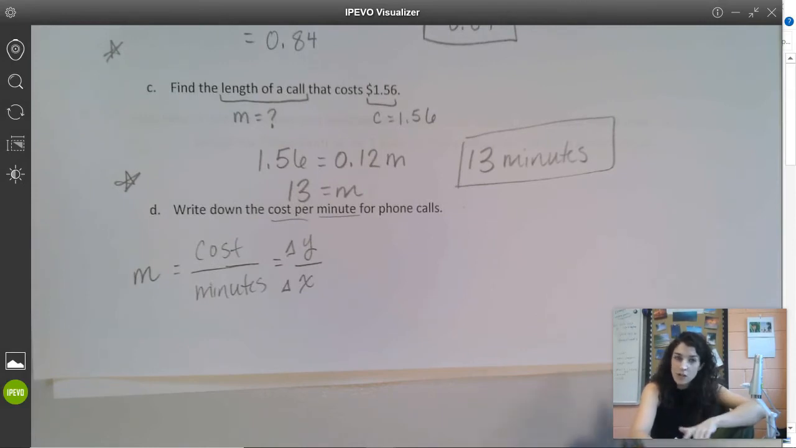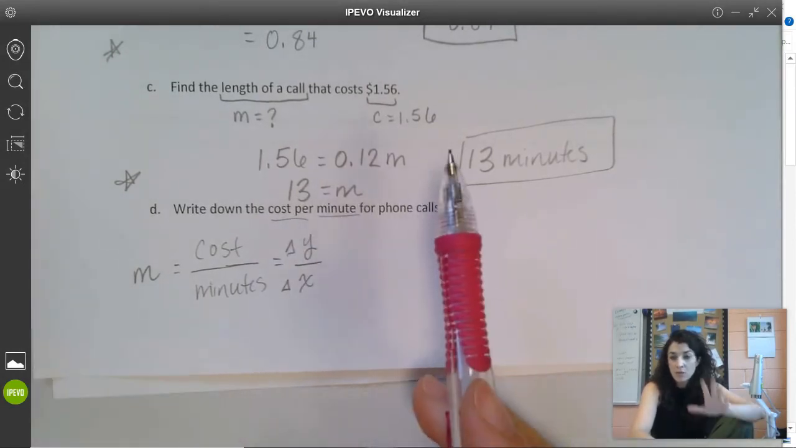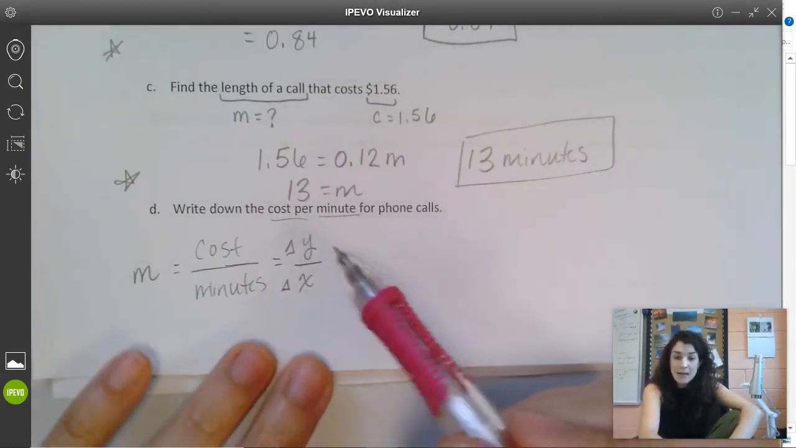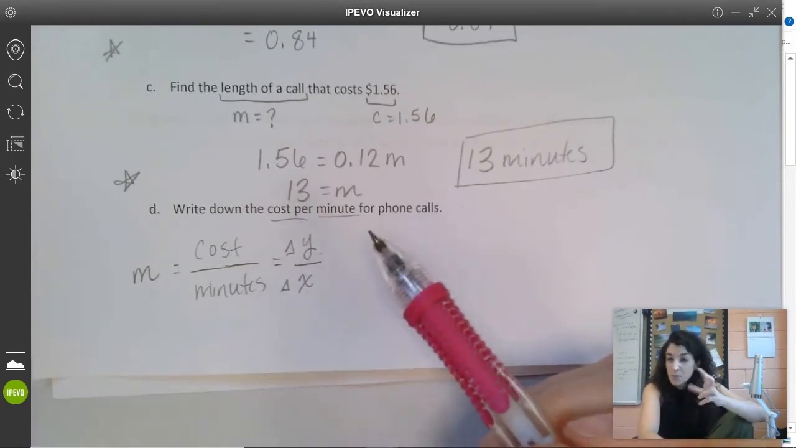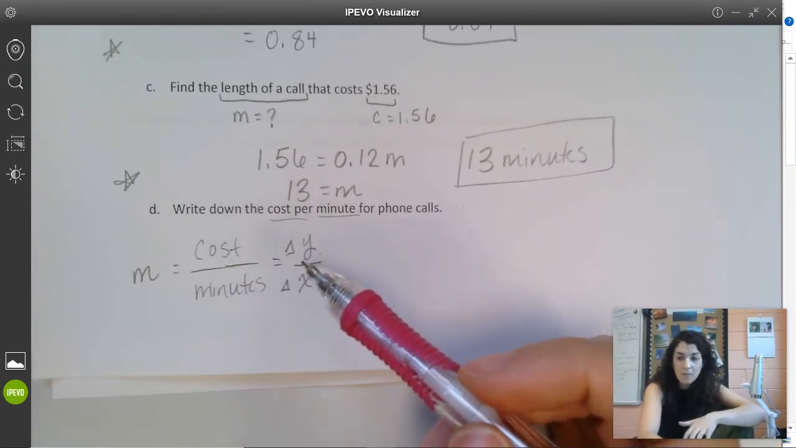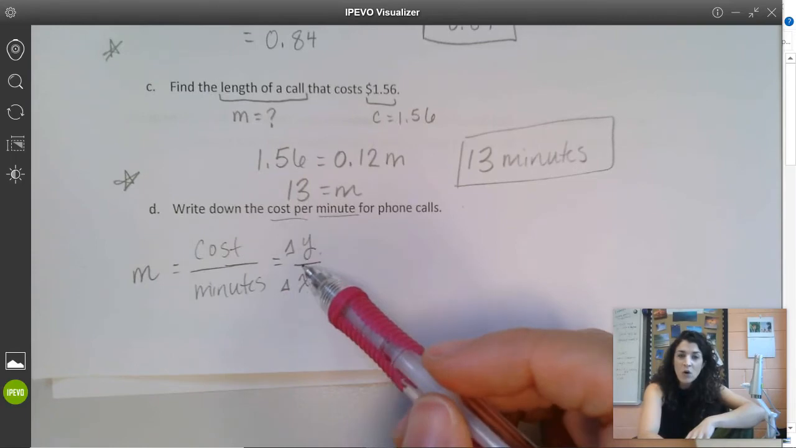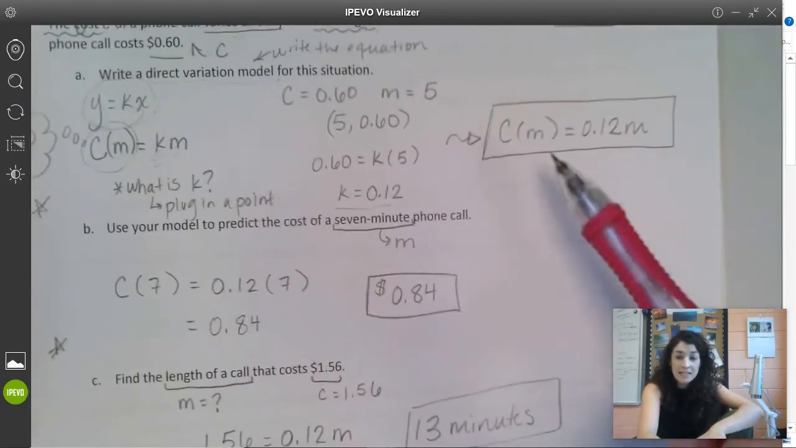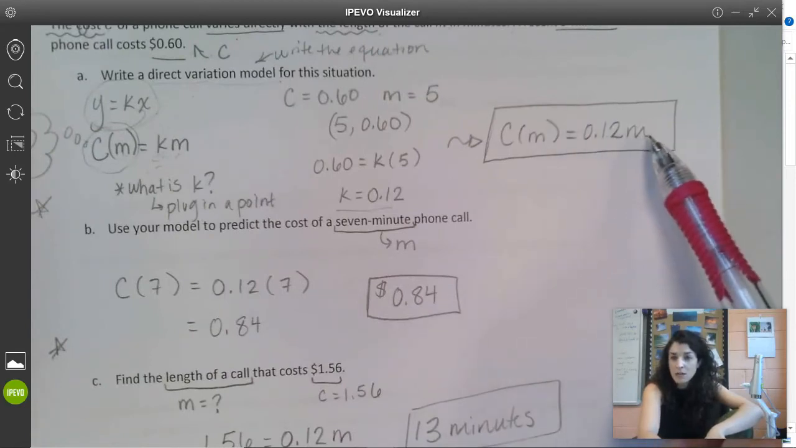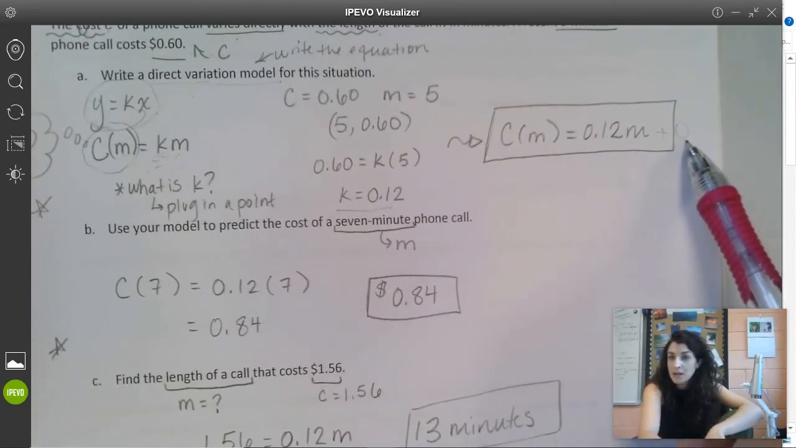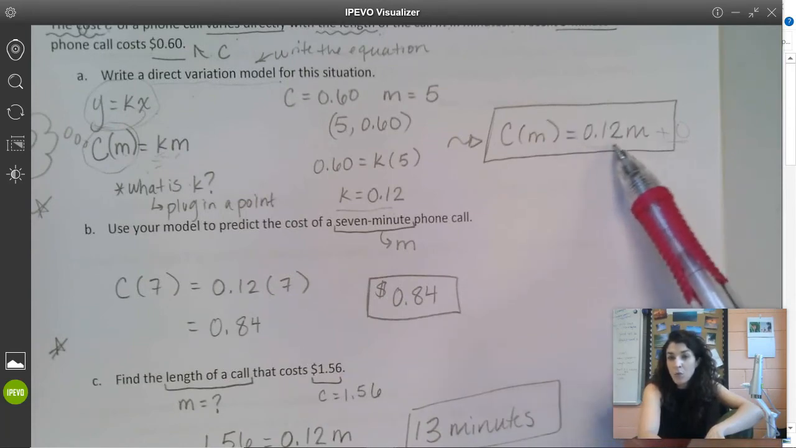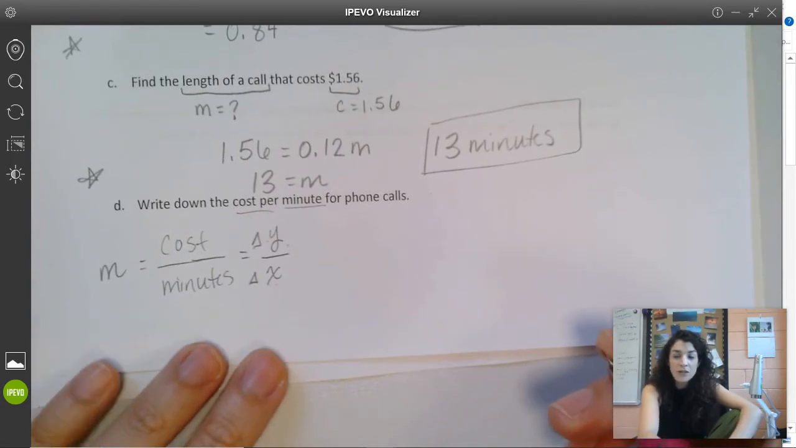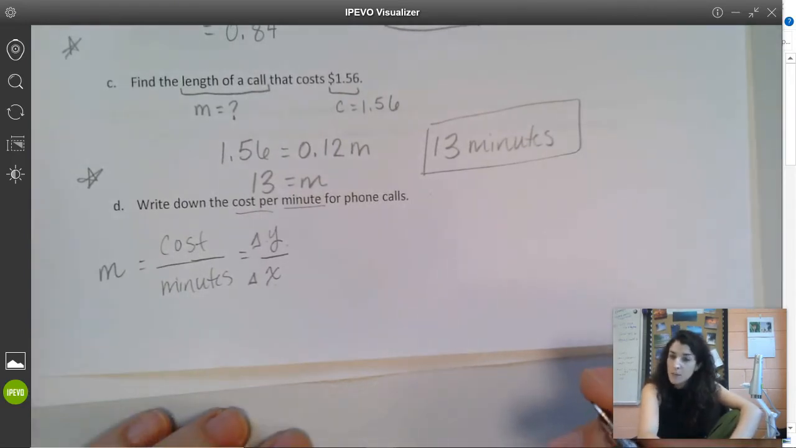So here's your strategy. When it's something per minute, when we have a relationship or a ratio between one variable and the next, pay attention. Cost is pretty much my y, minutes is pretty much my x. And the fact that it's that over that means we're talking about the slope. And since this is an equation of a line where my y-intercept is 0 and my slope is 0.12, the answer is just 0.12 dollars, so 12 cents per minute.